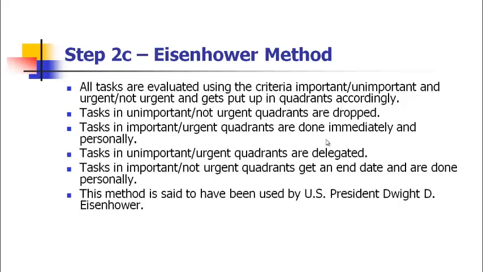All tasks are evaluated using the criteria important, unimportant, and urgent, non-urgent, and get put in the quadrants accordingly. As I mentioned, tasks in the unimportant and non-urgent quadrant are dropped.